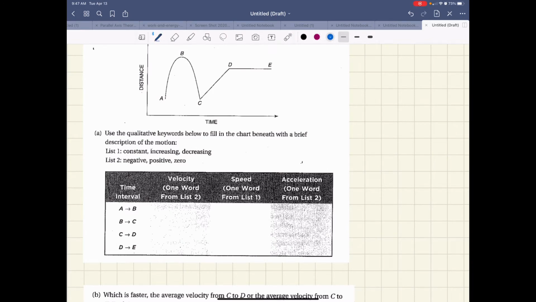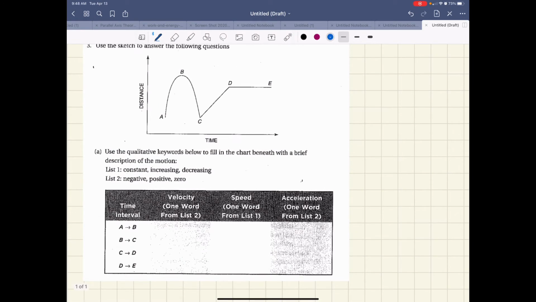So let's go blue. The time interval from A to B. So that's this right here. One word to describe the velocity from list 2. Well, list 2: positive, negative, or 0. The velocity, the distance is getting further away, so we're going to say positive.